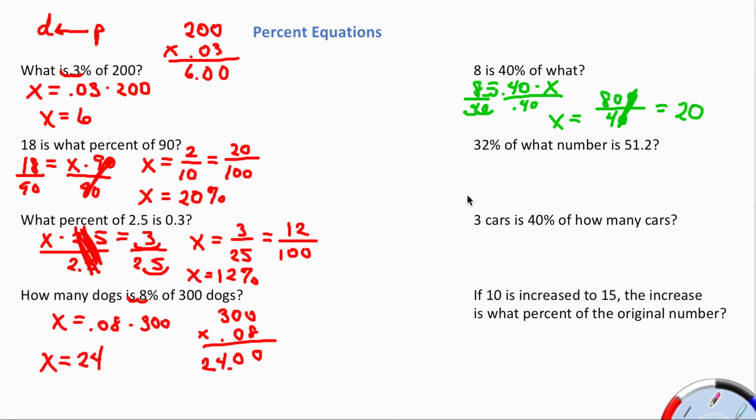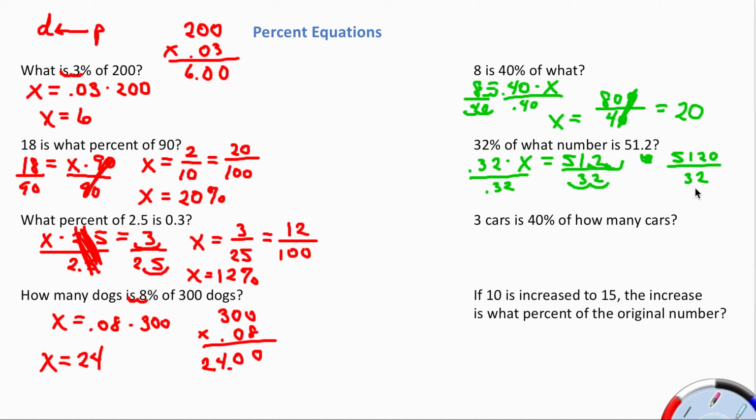Okay, 0.32 of what is 51.2? There's my equation. I just have to get x by itself, so let's divide by 0.32. I can't mix fractions and decimals, so let's move that over 2 times to say it is 5120 divided by 32.